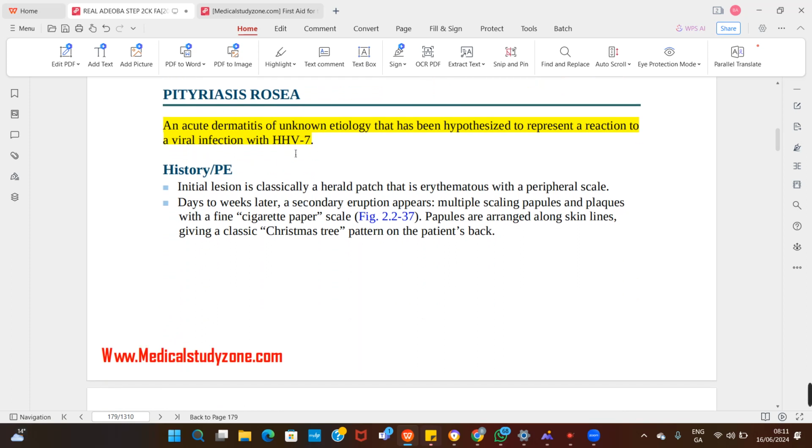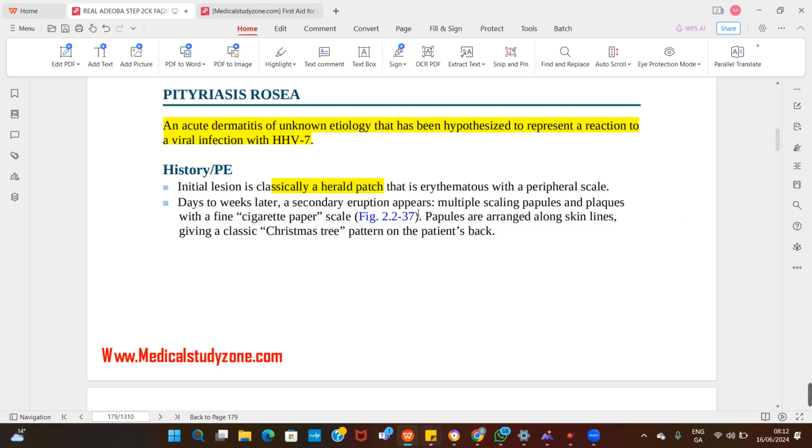Pityriasis rosea. So this is very simple. Most of the time it follows a viral infection, which is the human herpes virus type 7 most of the time, right? It follows this particular infection. Don't forget, human herpes virus type 7, and that is why before the onset of the rash, you are going to get a prodromal symptom. So the patient is going to complain of fever, headache, malaise, weakness, viral prodrome. Then you are going to see the first rash, and the initial lesion you are going to see is what we call the herald patch.